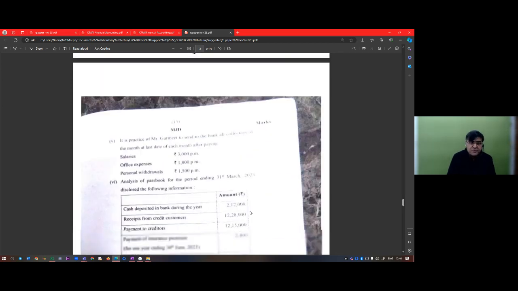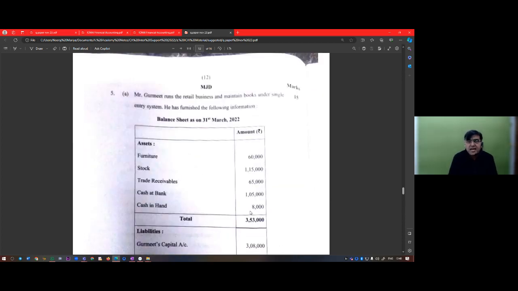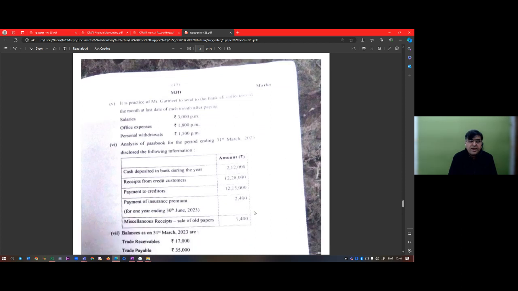Next, it is a practice to send to the bank all collections of the month on the last day of every month. The year ending March. Cash deposited in bank during the year is given. Receipts from customers is given. Payment to creditors is given, definitely by check.